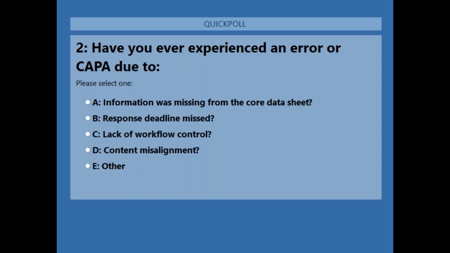Yeah, so just interested to see what everyone's experiences are with an error or a CAPA. Are these common problems that you're seeing, that information's missing from a core data sheet? Have you missed your response deadlines? Is there a general lack of workflow control out there that led to an error or a CAPA? Content not being aligned, as Cham was mentioning, between the global level or the HQ level and the local level, or are there other kinds of things that are causing pain and problems in the process?